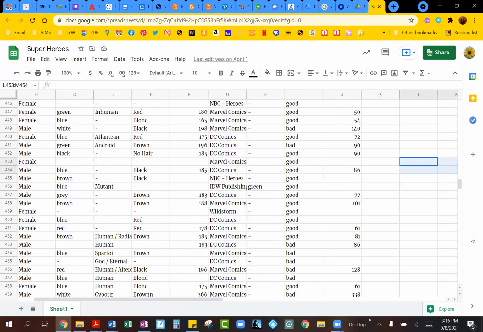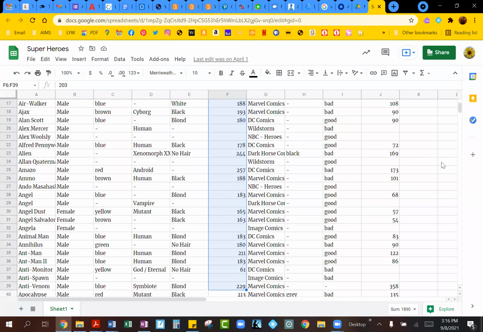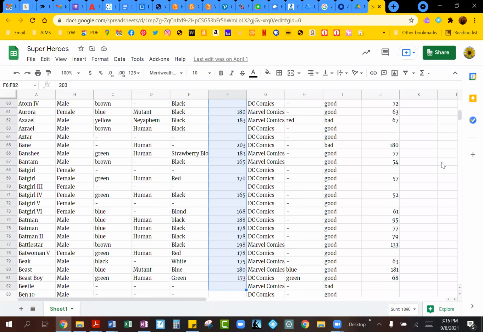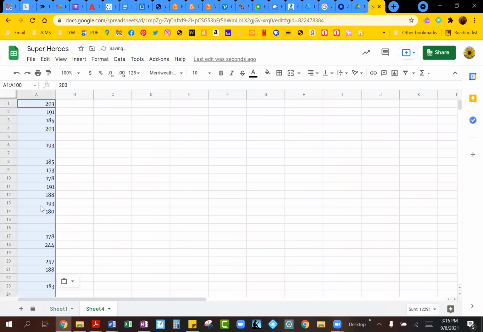So let's go ahead and use the height for the first 100 superheroes on our list here. I'm starting at number 6, so I would need to go down to 105. You can see there are some gaps in here, so not all the information is available, but whatever values we come up with, we can try and use that. I'm just going to go ahead and paste that in here.